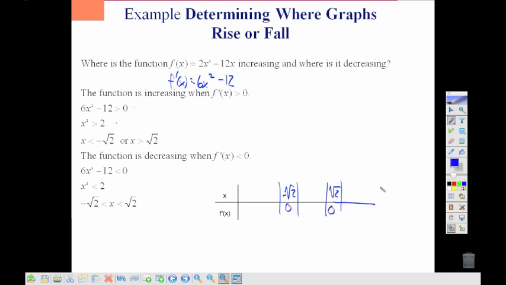So what we want to check for increasing or decreasing are the intervals between them. If I plug in a 0 to this function here, notice that's always going to give me a negative value.